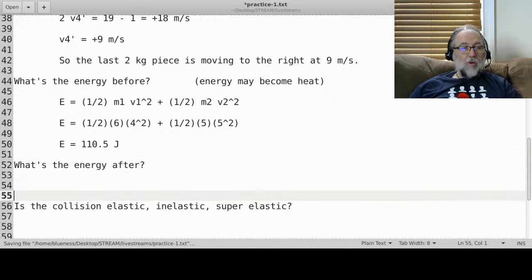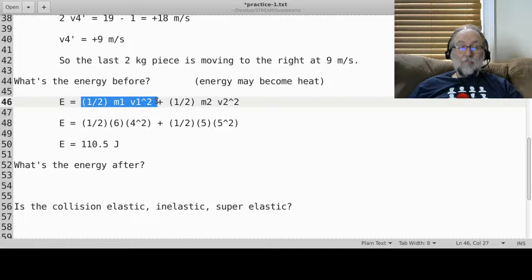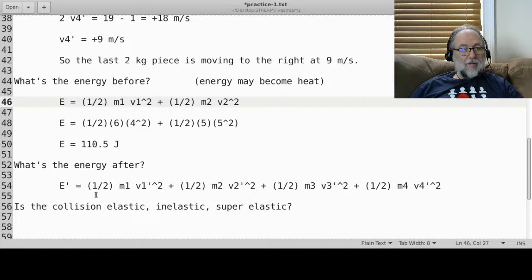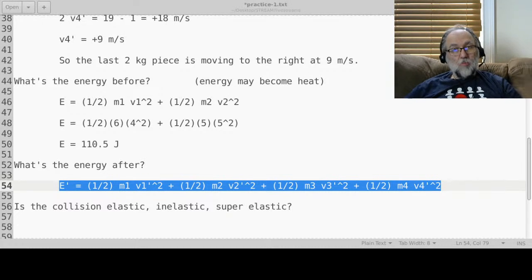Now what about the energy after? Well, the energy after the collision, same idea, just add up 1/2 mv squared for each of the moving pieces, but now there are 4 moving pieces. Your equation is going to look like this. It's structurally the same equation, but it's got extra terms because there are just more pieces, but each term has the exact same form.